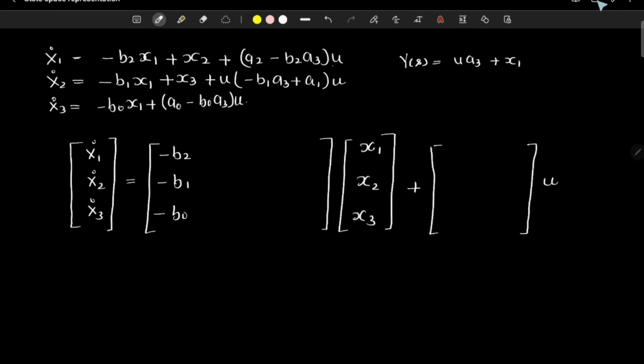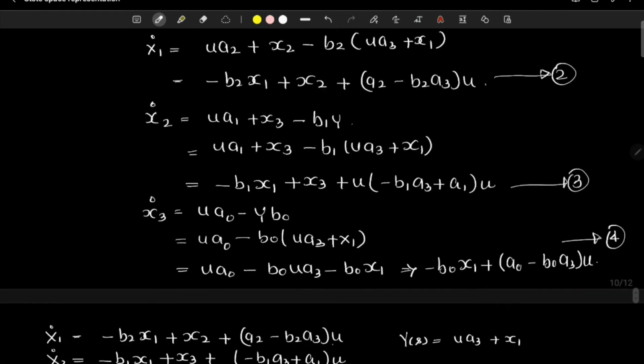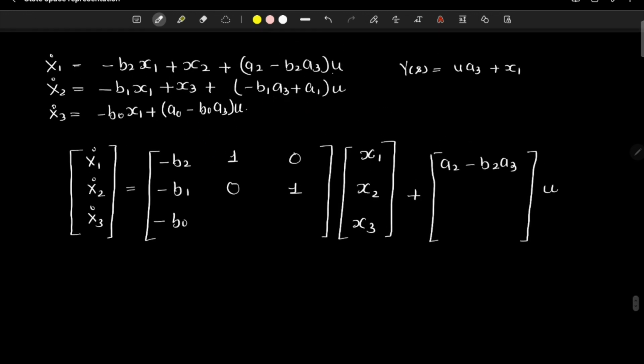Okay, so there is no x3 in this term, right? So we will write here 1 for x2 and 0 for x3. Similarly, we have the u term, right? a2 minus b2 a3 into u, so this will be a2 minus b2 a3. Now x2 dash is minus b1 x1, there is no x2 term, plus x3. I have written here 2 times, right? So let me correct this one. This is x2, right? So now this will be a1 minus b1 into a3.